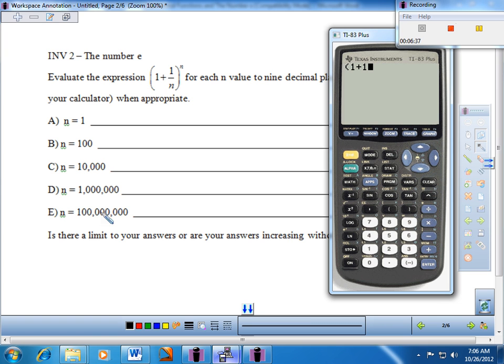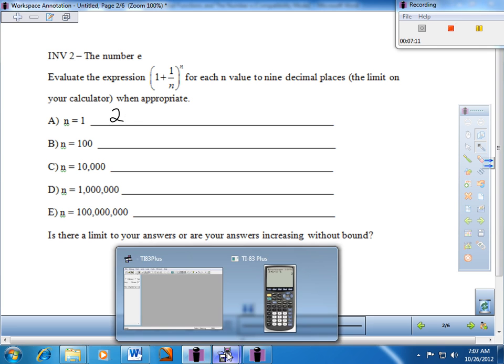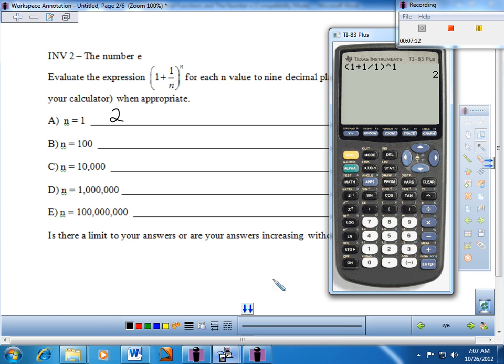So let's do this. In this case, our n value will be 1. So 1 divided by 1 over 1 raised to the first. And we get an answer, and of course that's going to be 2. So in this case, everybody, let's go ahead and throw a 2 right in place right there. So when n is 1, the value of the expression, the output is 2. All right, perfect.